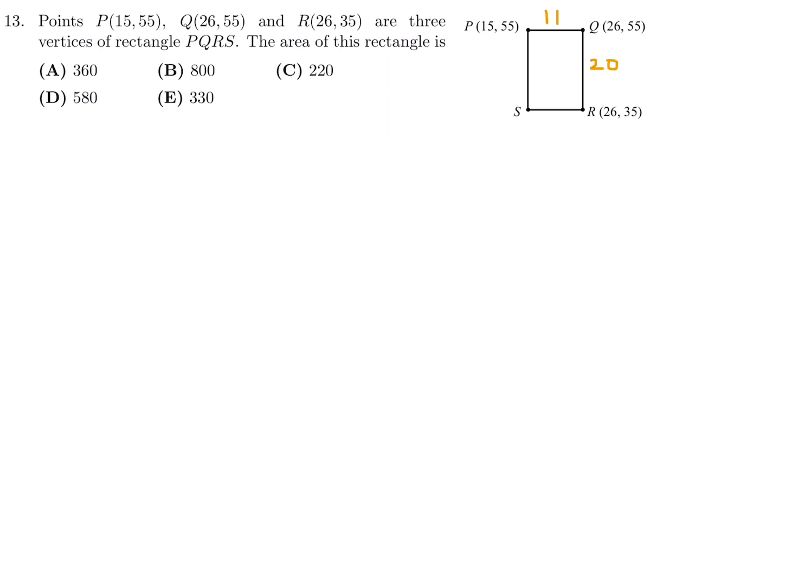So now the dimensions are 11 by 20, and therefore the area is 11 times 20, and that is 220. So number 13, the answer is C.